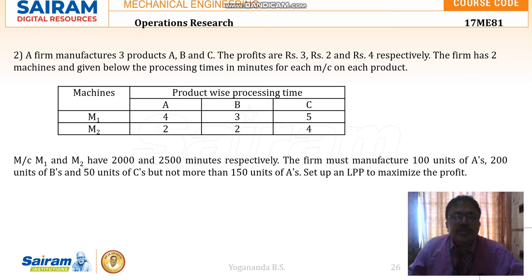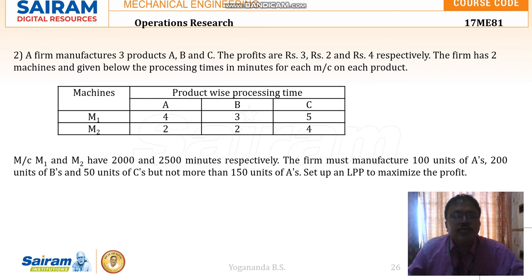Now, the problem statement goes like this. A firm manufactures three products A, B, and C. The profits are 3 rupees, 2 rupees, and 4 rupees respectively. That is, by selling one piece of product A, the profit obtained is 3 rupees. For one piece of product B, the profit obtained is 2, and for one piece of product C, the profit obtained is 4 rupees.